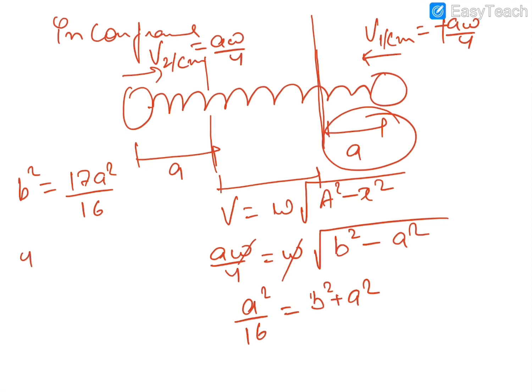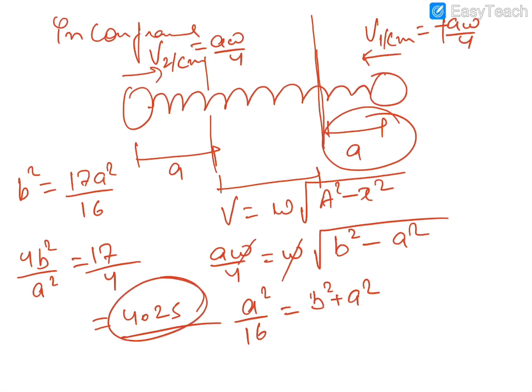Now we have to find 4b square by a square, so it would be 17 by 4, which is approximately 4.25. So the correct answer would be 4.25.